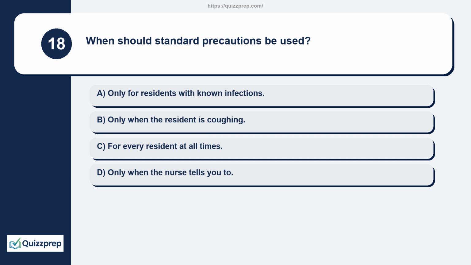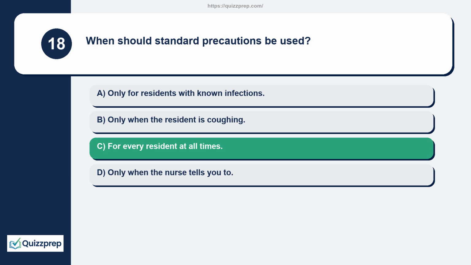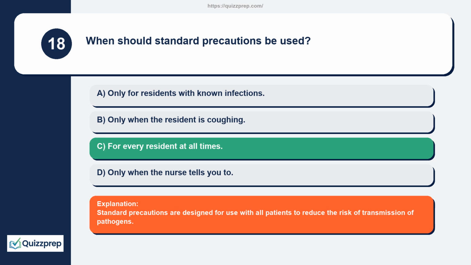Question 18. When should standard precautions be used? Only for residents with known infections. Only when the resident is coughing. For every resident at all times. Only when the nurse tells you to. Standard precautions are designed for use with all patients to reduce the risk of transmission of pathogens.